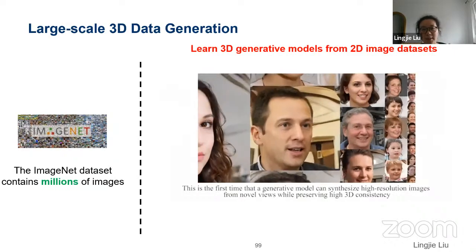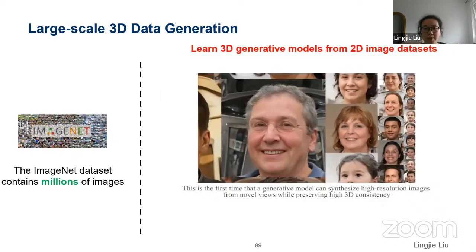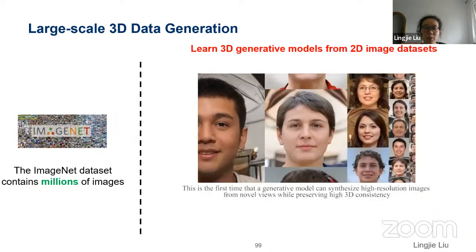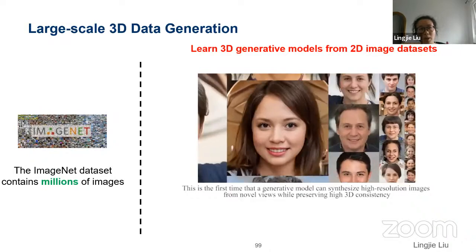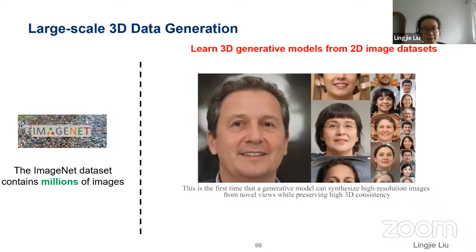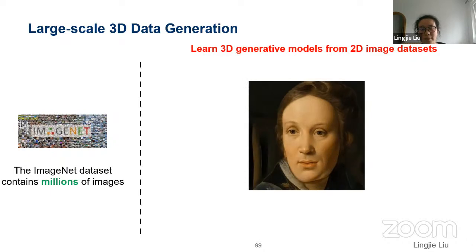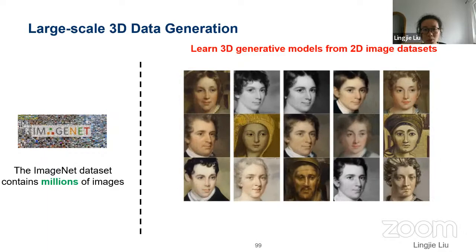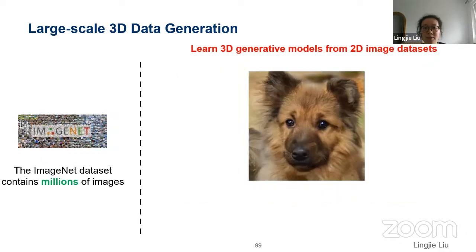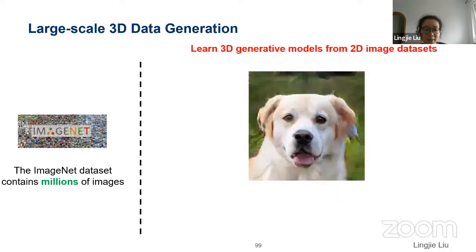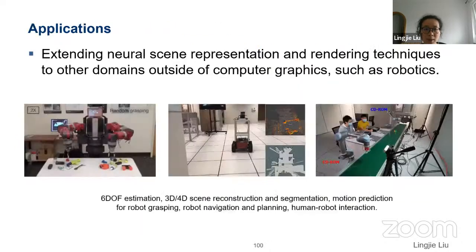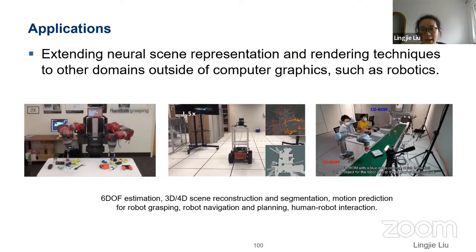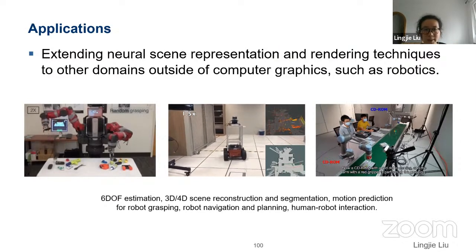We have demonstrated that StarNeRF can train a 3D generative model on a 2D image dataset, but the current model failed to be trained on more challenging datasets, for example, the ImageNet dataset, which contains very diverse things. So in the future, I'd like to explore how to train these 3D generative models on the ImageNet dataset. I'd also like to extend these neural segmentation and rendering techniques to other domains, such as robotics.